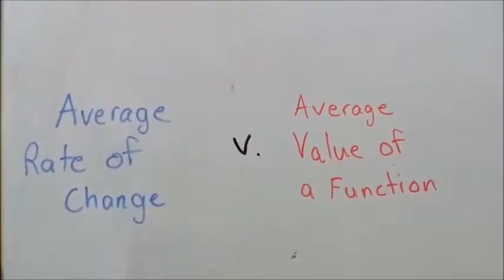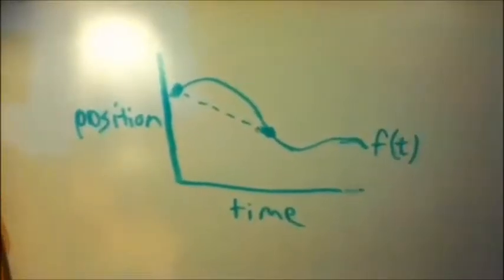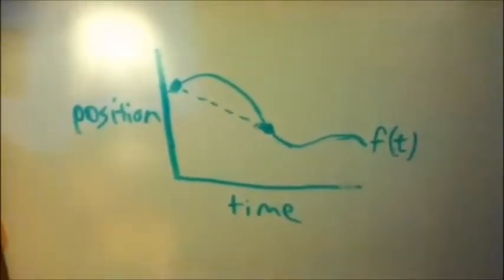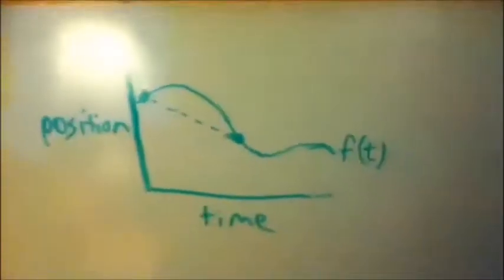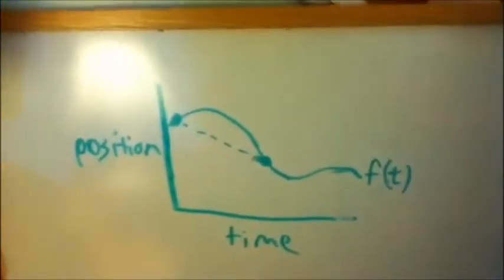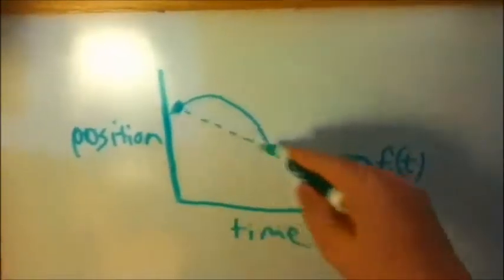Let's start out with the average rate of change. The average rate of change, or average slope, tells you the slope of the secant line, or with regards to a position time graph, it would be the average velocity between 2 points.